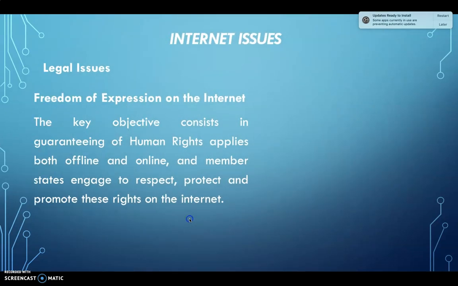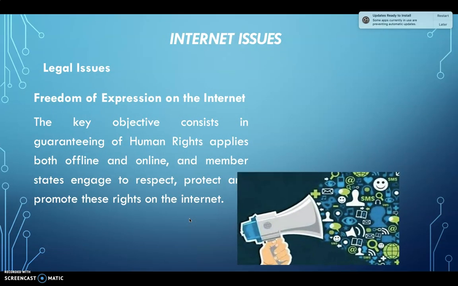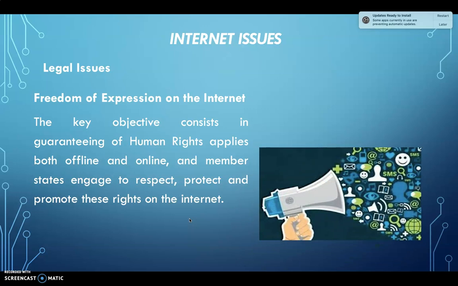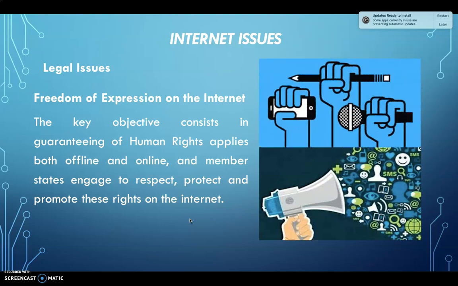Freedom of expression on the Internet is an issue whose objective is to guarantee that human rights apply to both offline and online, and member states engage to respect, protect, and promote these rights on the Internet.